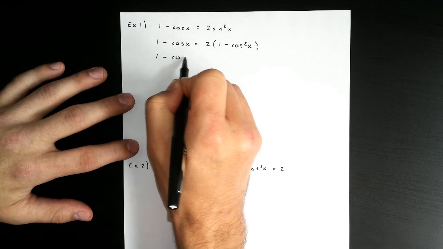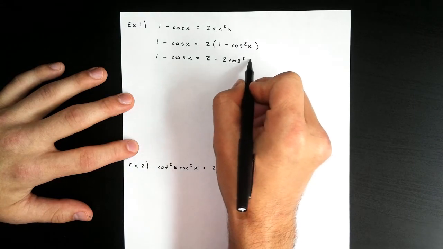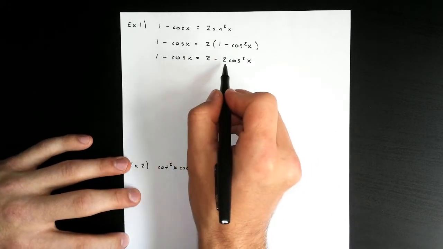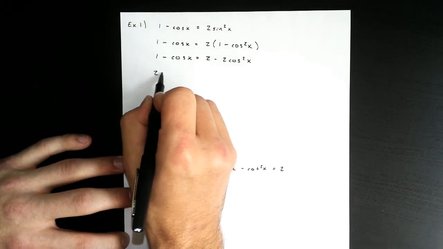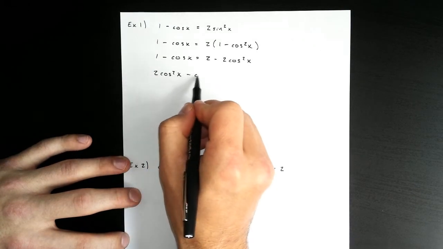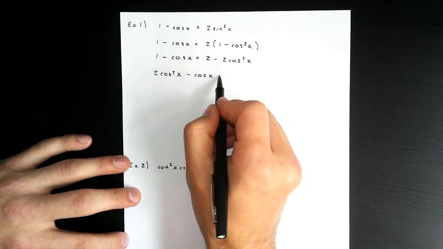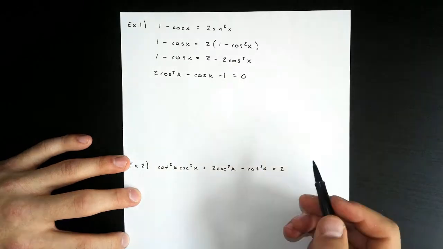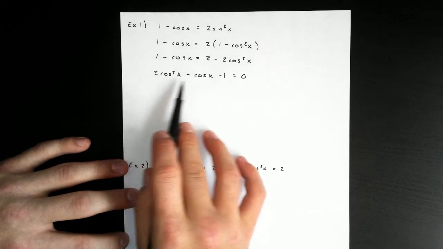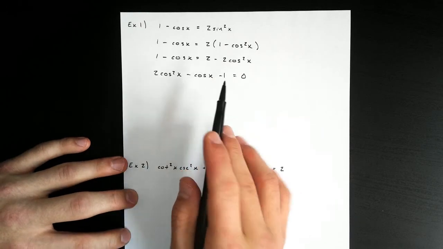So let me do a little bit of distributing. 2 minus 2 cosine squared of x. And then let's get everything to one side of the equation. So I'm going to add the 2 cosine squared, and then we have a minus cosine squared of x, and then if I subtract 2, we get minus 1. Okay, so even though we have cosine squared and cosine to the first, this is something that is quadratic in form, so we should be able to factor this.